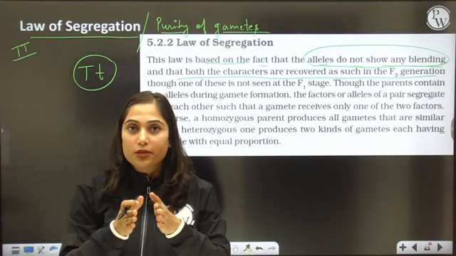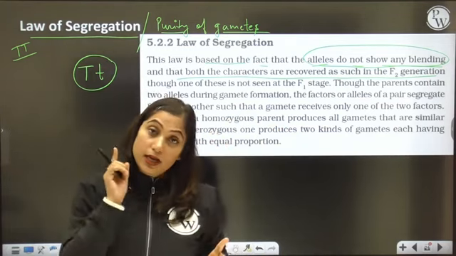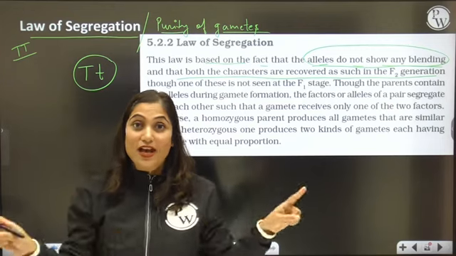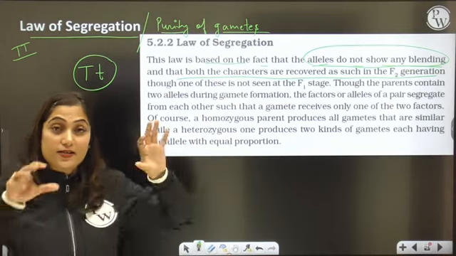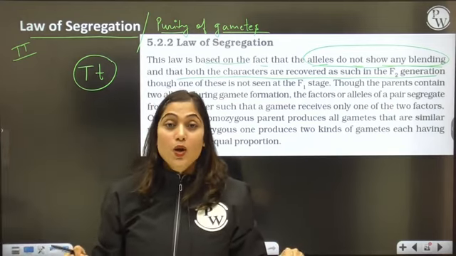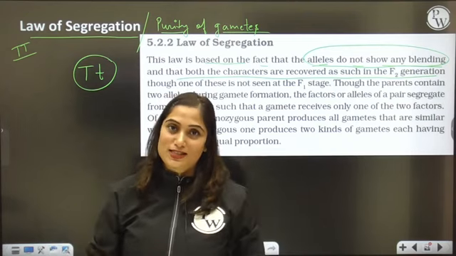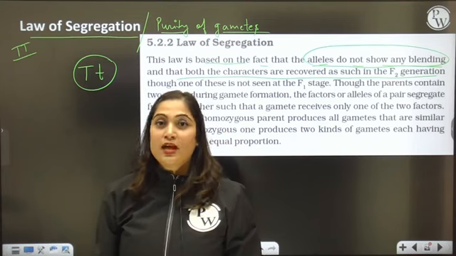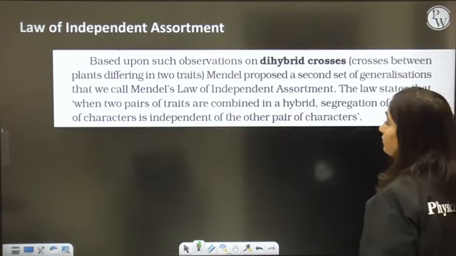There would be no intermediate condition where it will be 5 centimeter or 6 centimeter long. No, it will be 10 centimeter long. So there is no blending, there is no mixing, and that is why these characters are recovered as such in the F2 generation, and that is why we get 2 types of phenotypes in the F2 generation, tall as well as dwarf. Okay, so this is the law of segregation.